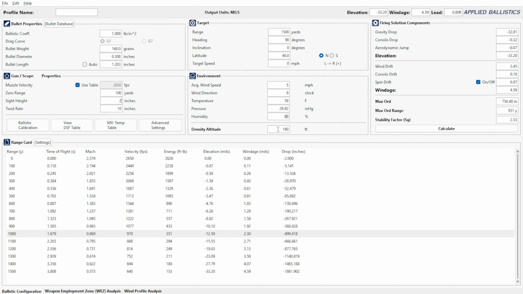The software works out your density altitude for you. So that's not an input, that's actually an output field there. So don't waste your time trying to put something in there.